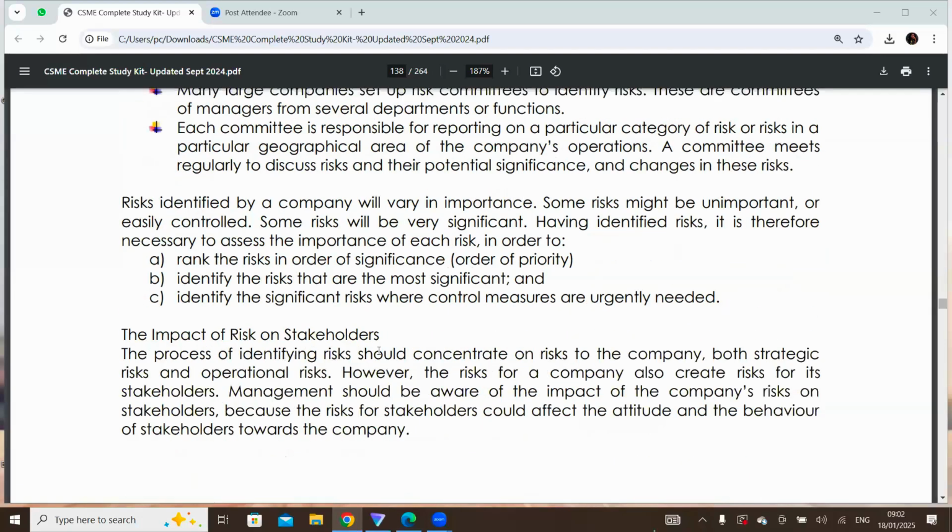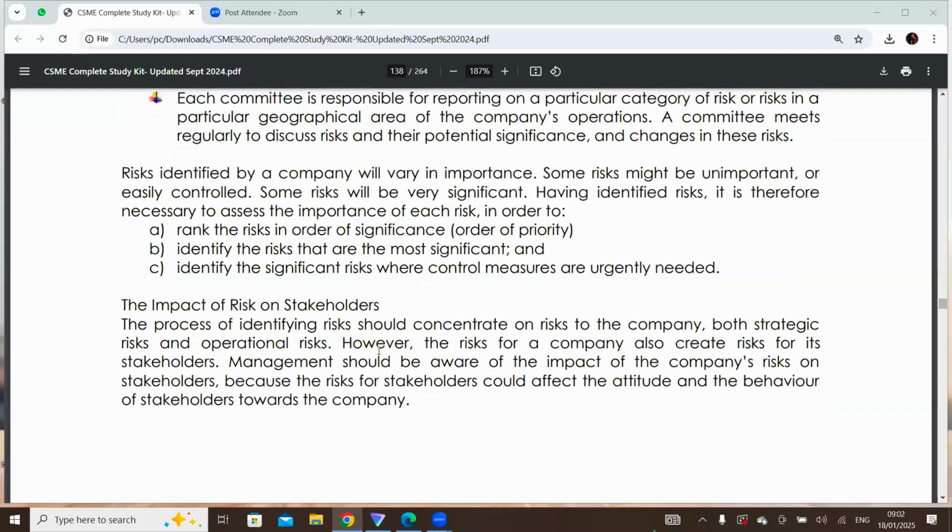We said risks identified by a company will vary according to importance. Some risks might be unimportant and they may be easily controlled, while some risks might be significant. Having identified risks, it is therefore important to now look at how to assess the risks. Now, there are different ways that we assess our risks.